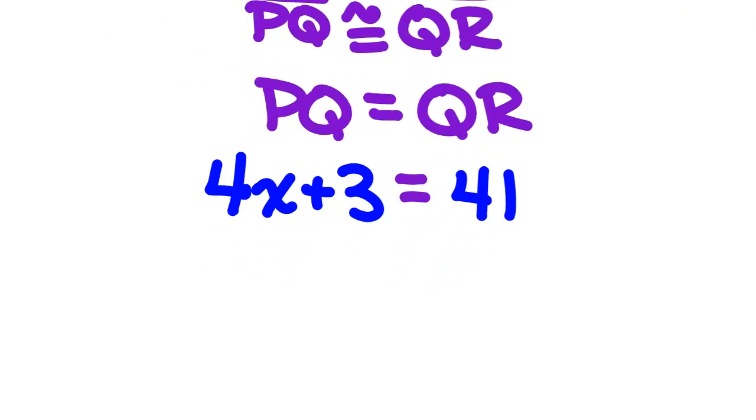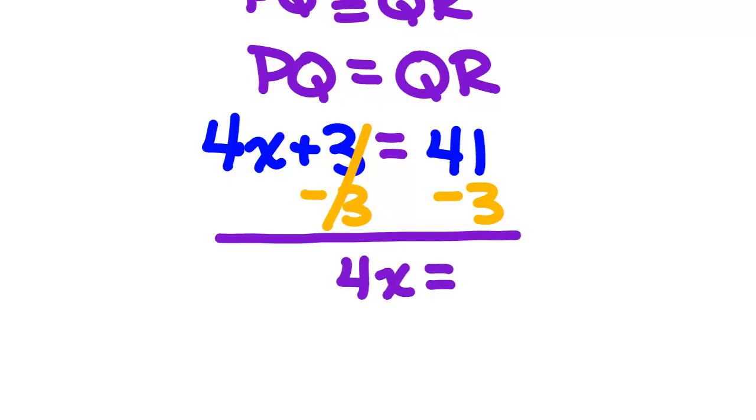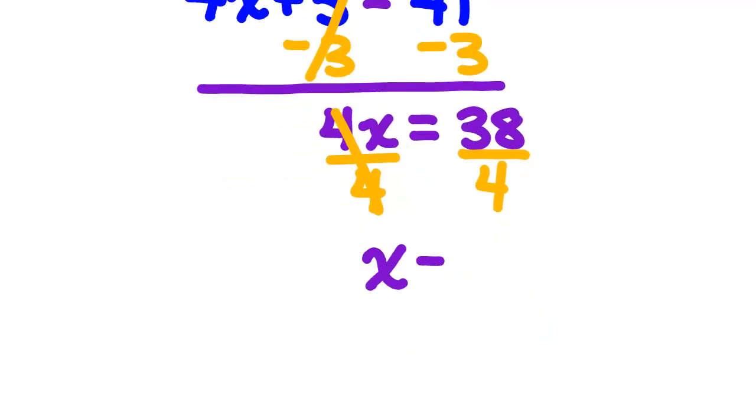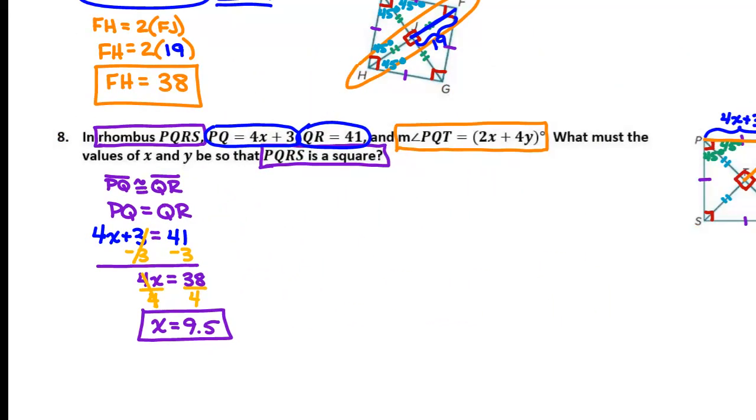And then I want to solve this for x. So I'm going to start by subtracting 3 from both sides. What is 41 minus 3? 38. And then to find x, I'm going to need to divide both sides by 4. What is 38 divided by 4? 9.5. So x is 9.5. Now we need to find y.